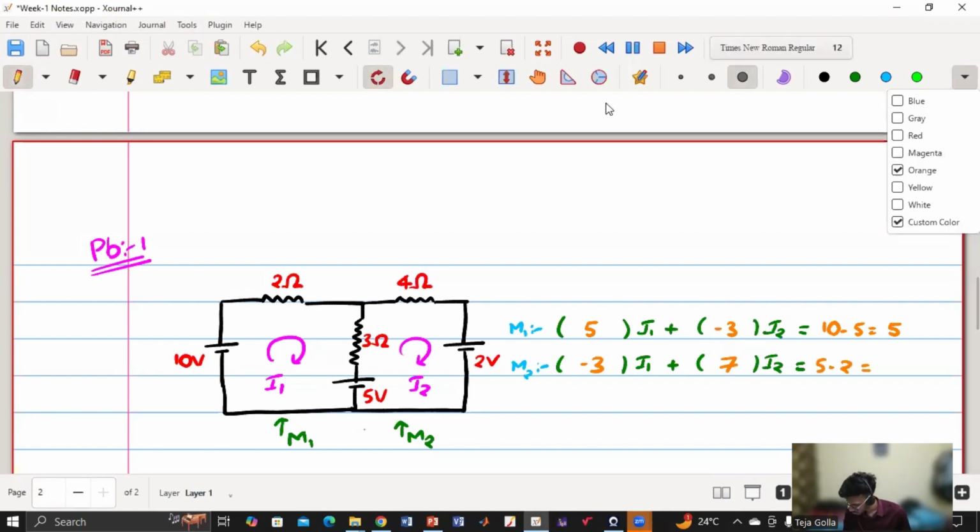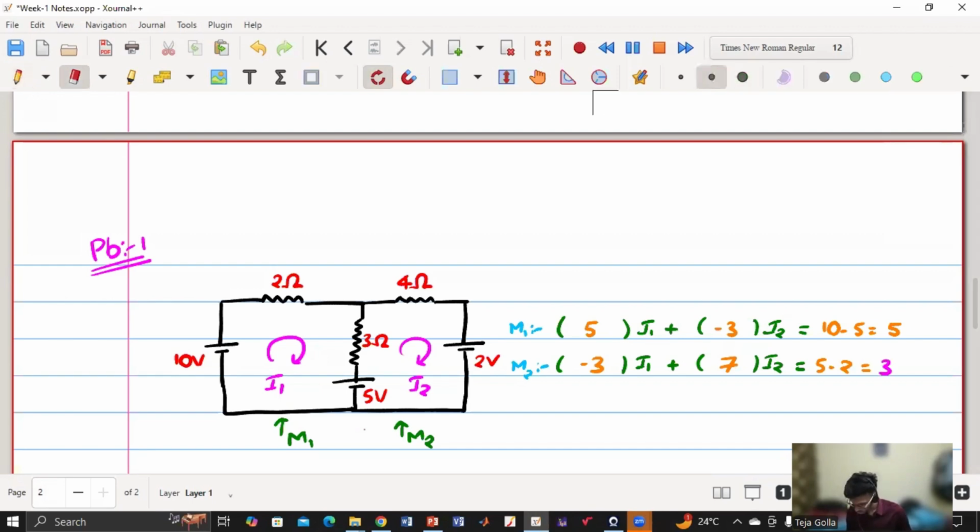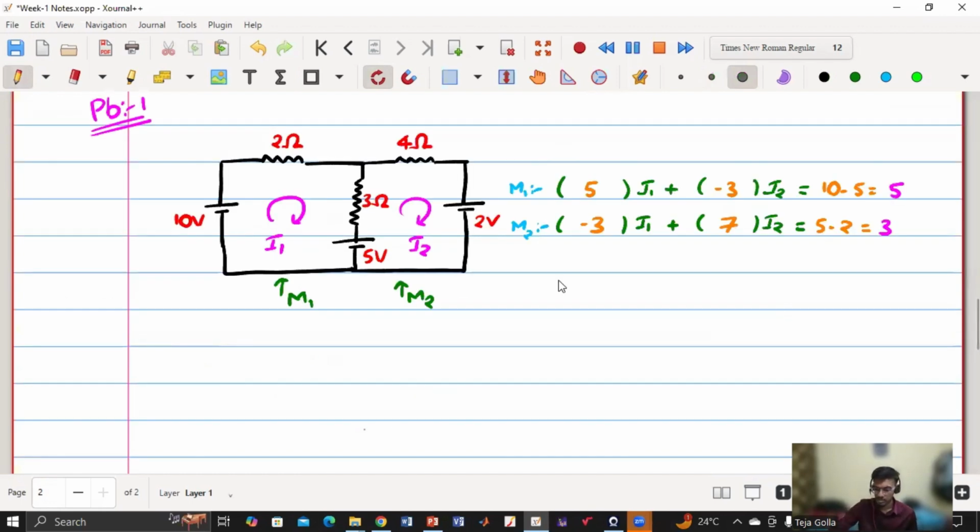That is equal to 3. So now I have two equations, and I also have two unknowns. Can you solve and tell me what is the value of I1 and what is the value of I2? This is a simple part, so I'll just ask you to do it. Let me know the value of I1 and the value of I2.